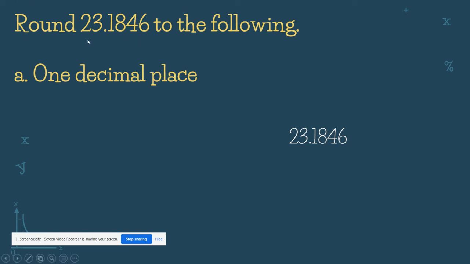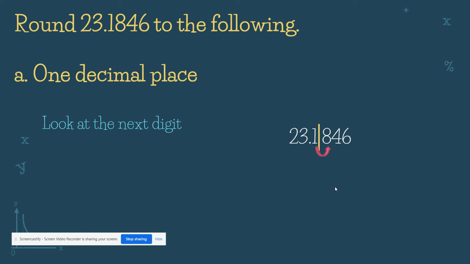All right, so we're going to round 23.1846 to one decimal place. Here we've got our number. Now what we do is we put a line after the one decimal place, because our answer has to have one decimal place only. So now we know that we're looking at 23.1. But as in the last one, the number right next to it is very important. So we look at the next digit. The next digit is an 8.